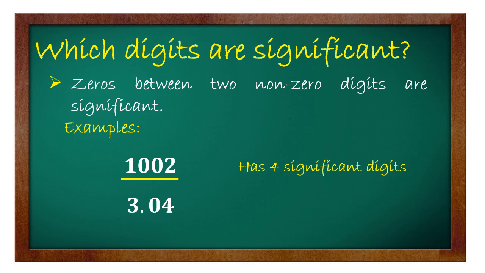Another, 3.04. Ang digits natin are 3, 0, and 4. Ang 0 natin nasa pagitan ng 3 and 4. So, ibig sabihin, significant yung 0 natin. And we have a total of 3 significant digits.